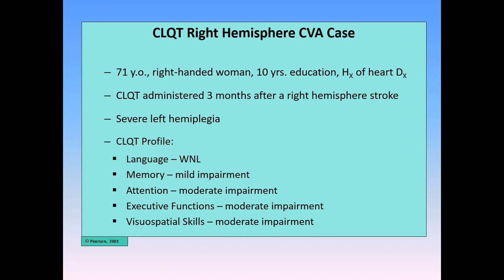The CLQT was administered 3 months after a right hemisphere stroke, and she had severe left hemiplegia. So the profile for the CLQT is typical of somebody with a right CVA, a right-handed person with a right CVA: language within normal limits, mild impairment in memory, moderate impairment in attention, moderate impairment in executive function and visual spatial skills. So no aphasia.